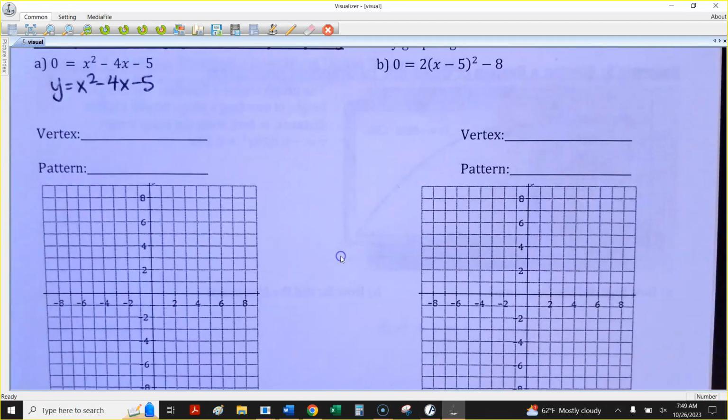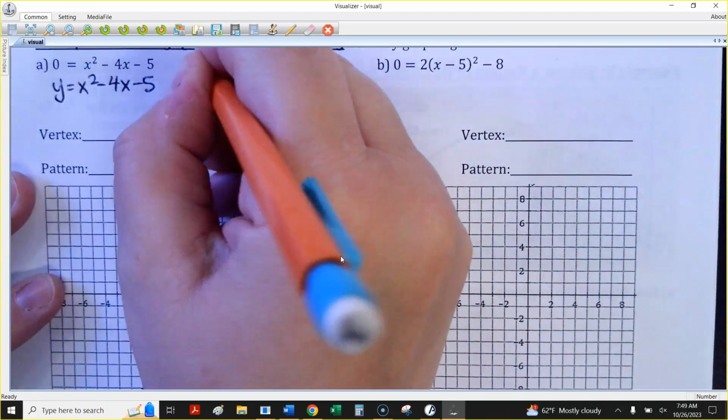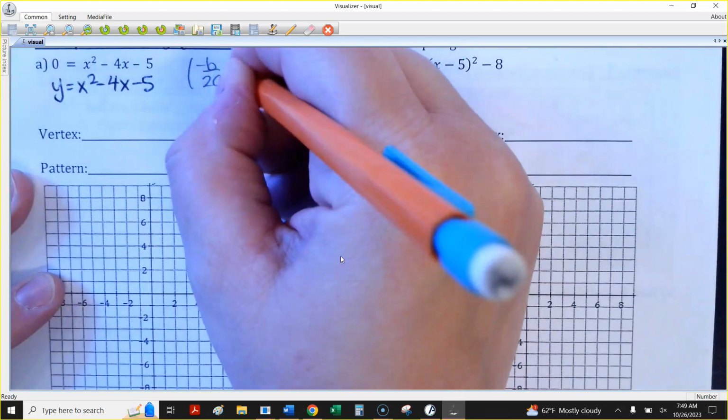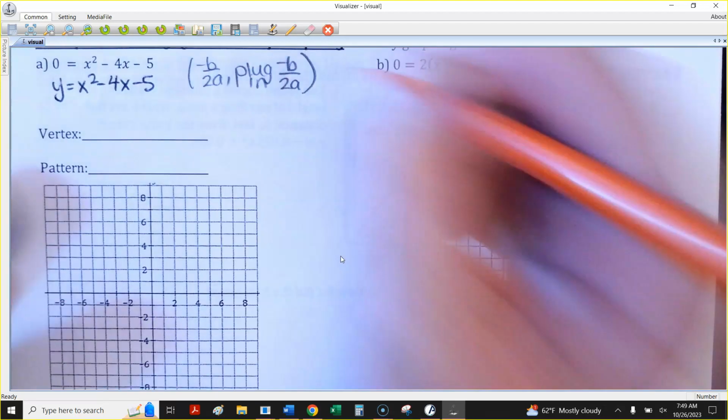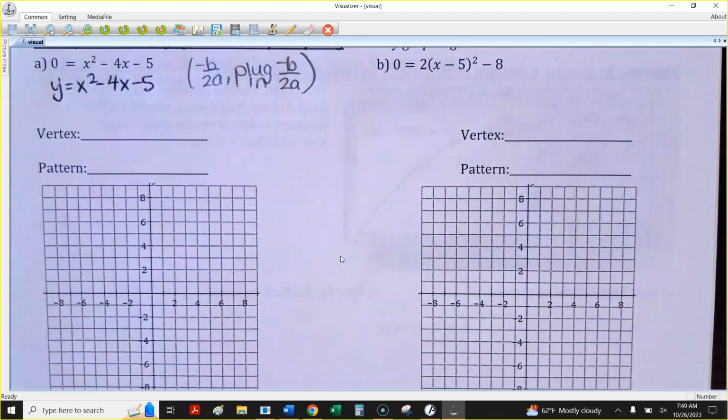So, does anybody remember, because I want to find the vertex, how do I find the vertex if I have standard form? Okay, so negative b over 2a. Can't see the vertex in standard form, so you have to find it. So we're going to do negative b over 2a and then plug in whatever that number is for x to get our corresponding y value.